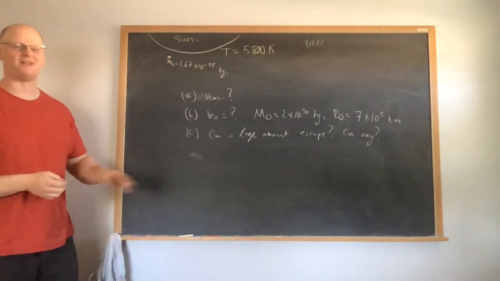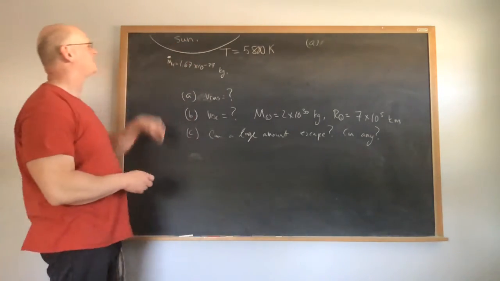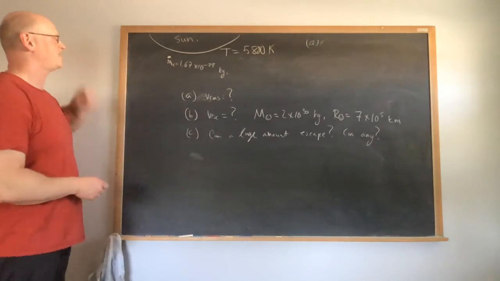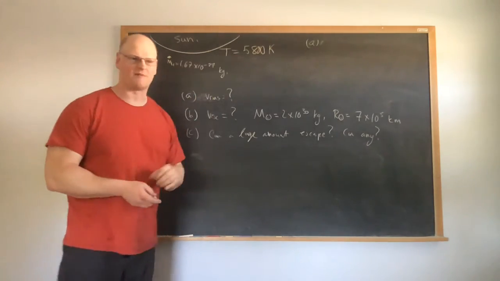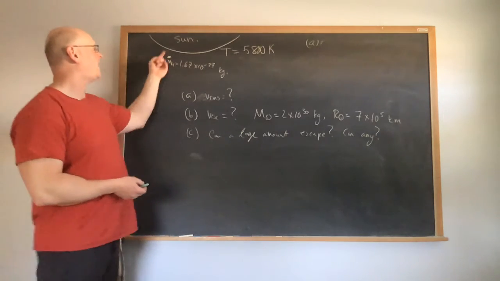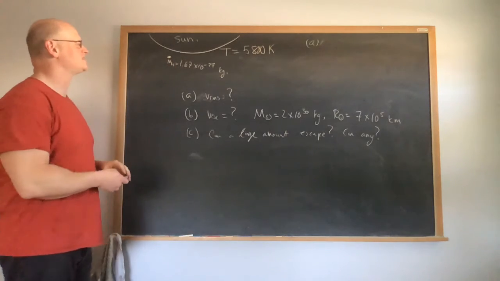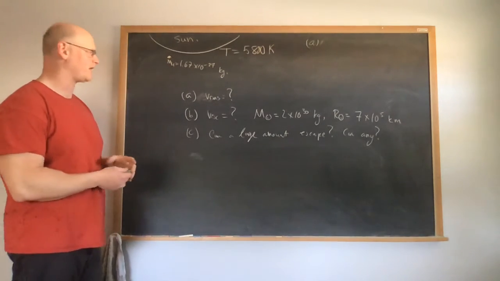Let's do a quick example of the kinetic theory. So here, this is saying that we have the surface of the sun. The surface of the sun has an average temperature of about 5,800 Kelvin, ridiculously high. On the surface of the sun, though, we have hydrogen atoms. Hydrogen atoms have a mass of 1.67 times 10 to the minus 27 kilograms.